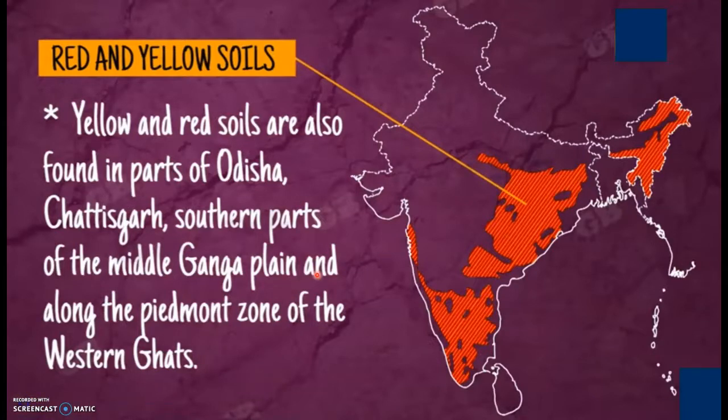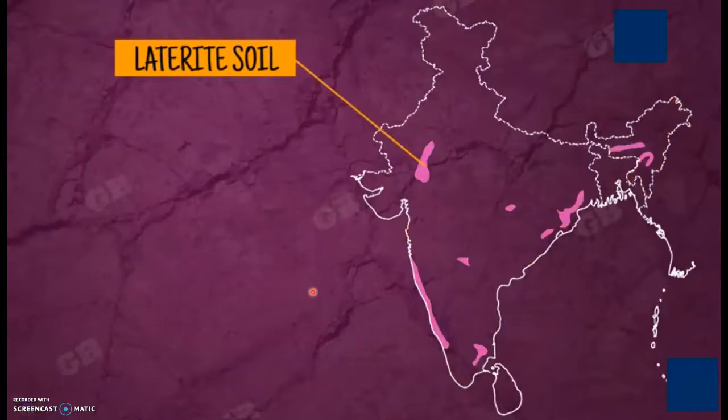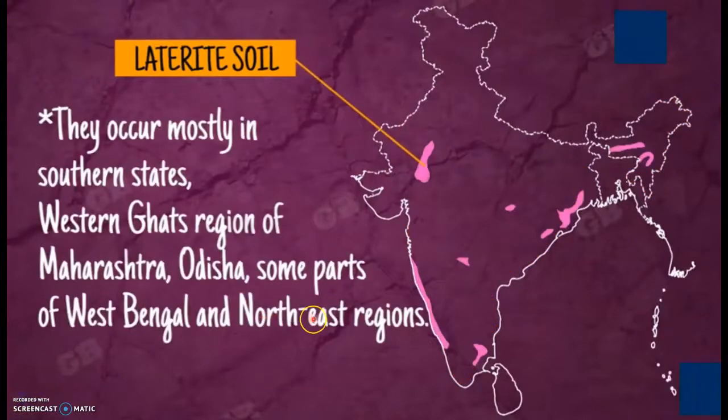So children, mainly red and yellow soil are found in Odisha, Chhattisgarh, Arunachal Pradesh, Manipur, Mizoram, Tripura, Meghalaya, Tamil Nadu, Kerala, Karnataka and Andhra Pradesh. The next one is laterite soil. They occur mostly in southern states, Western Ghats region of Maharashtra, Odisha and some parts of West Bengal and northeast regions. So mainly laterite soil are found in Kerala, Karnataka, Tamil Nadu, Madhya Pradesh, Maharashtra, Odisha and West Bengal.